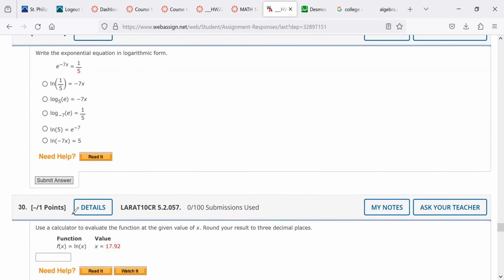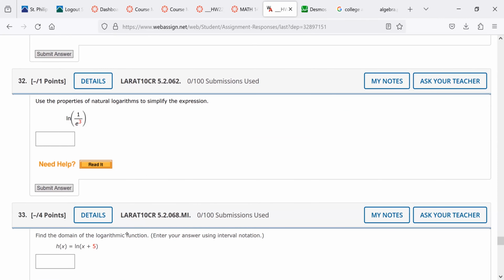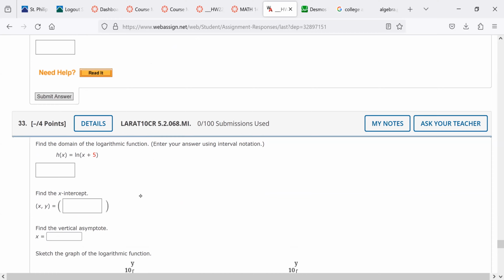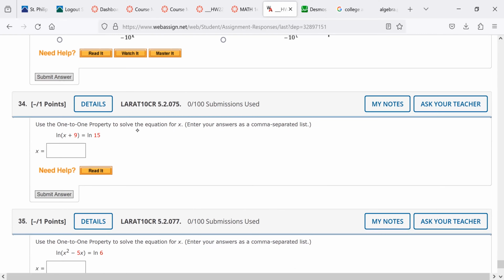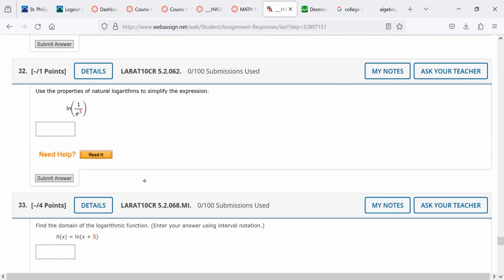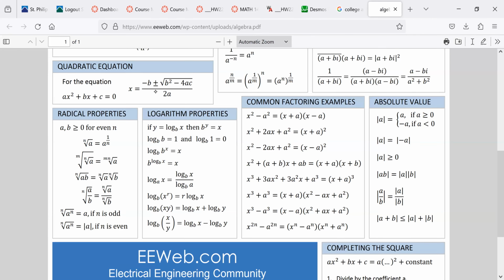Any questions on logarithms so far? I think we might have to do that one, 32. Yeah, let's do 32. You look at the properties. If it is being subtracted, look at the last one right here. You can change it to division.